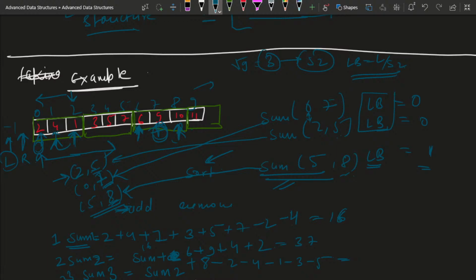So that would be 37 plus 8 would be 45, minus 2 would be 43, minus 4 would be 39, minus 1 would be 38, and minus 3 would be 35, minus 5 would be 30. So that comes out to be 30, and we can match the result, and we would be getting this result only. So this is the simulation of our algorithm, how our algorithm is going to run.